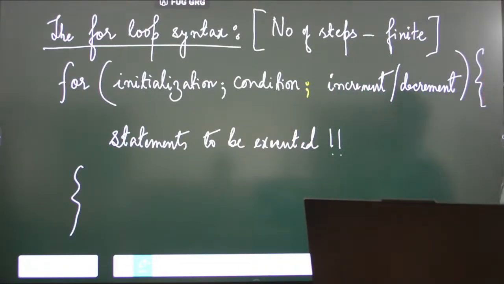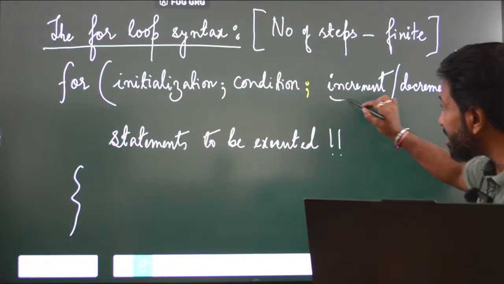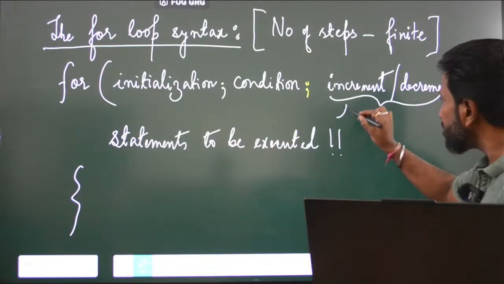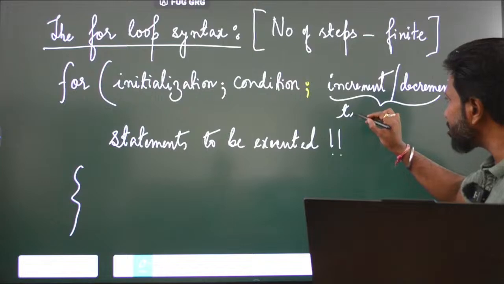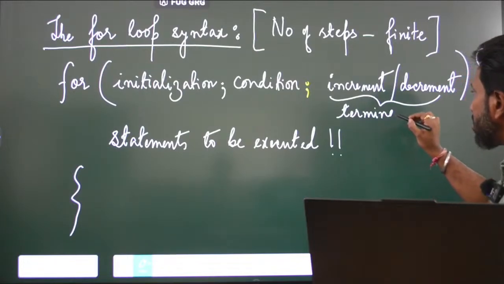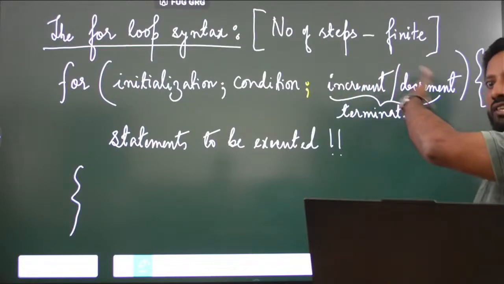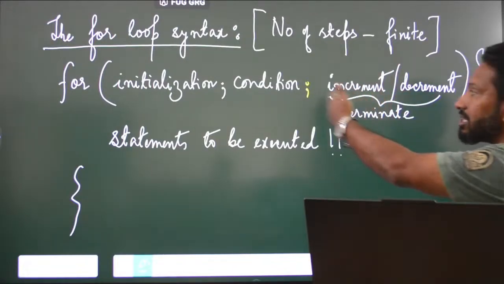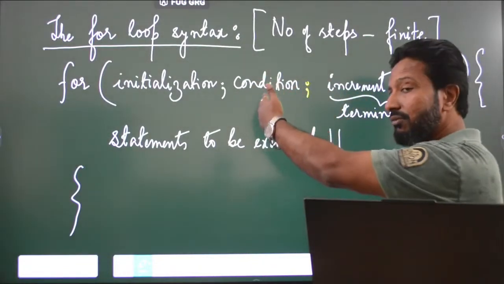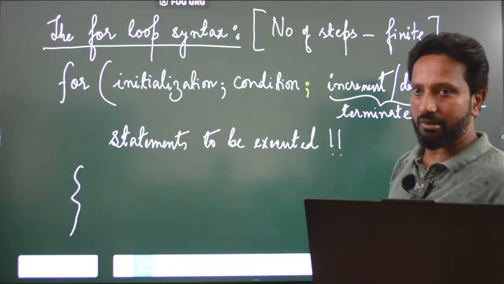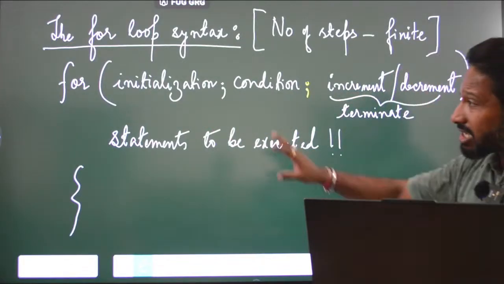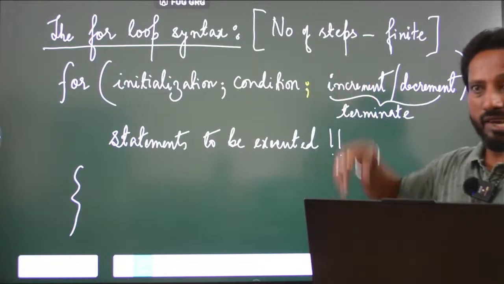Okay. For initialization, then we have the condition, and then we have the increment or the decrement operation, which is actually our terminating condition. This will actually terminate it, because after incrementing or decrementing something, if we still do not satisfy the condition, then what happens? It will go out of the looping statement. So it's easy to understand when we take an example for this.